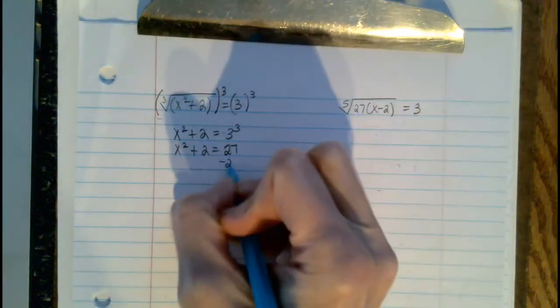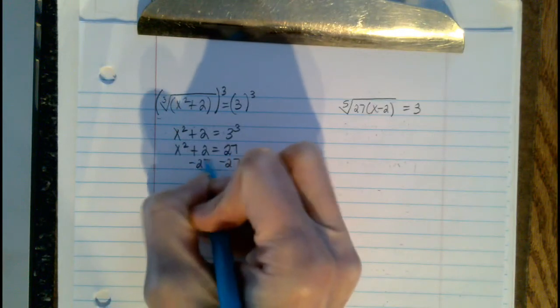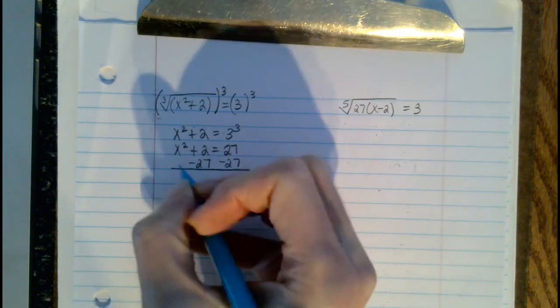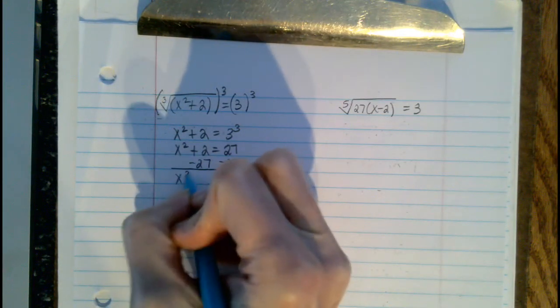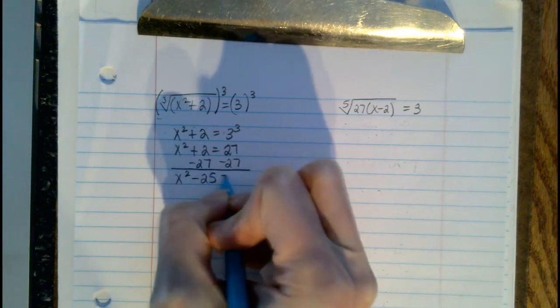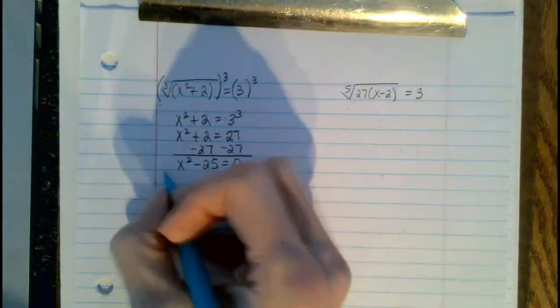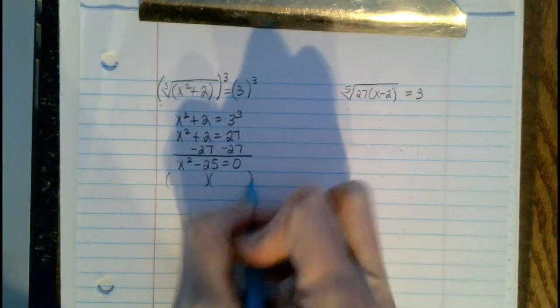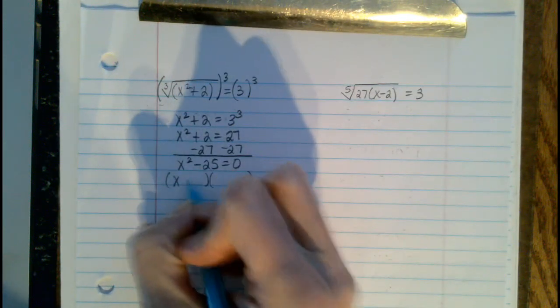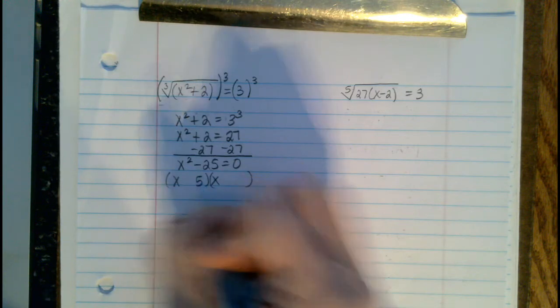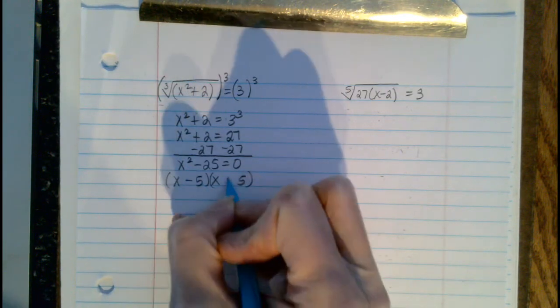We're going to factor. So I'm going to move that 27 over to the left side, and we get x squared minus 25 equals 0. So it's the difference between two squares. We get x times x, 5 times 5, difference between two squares.